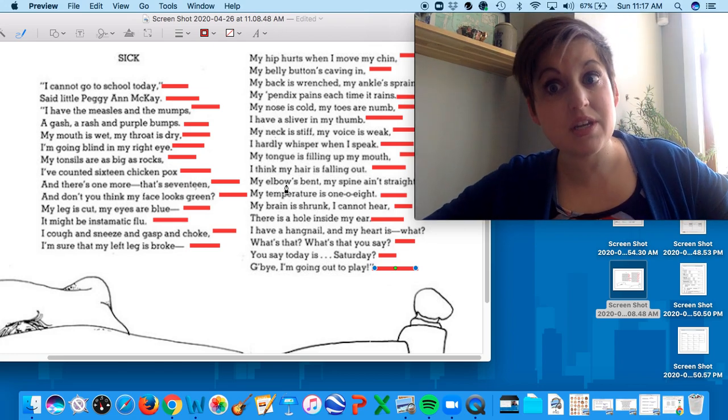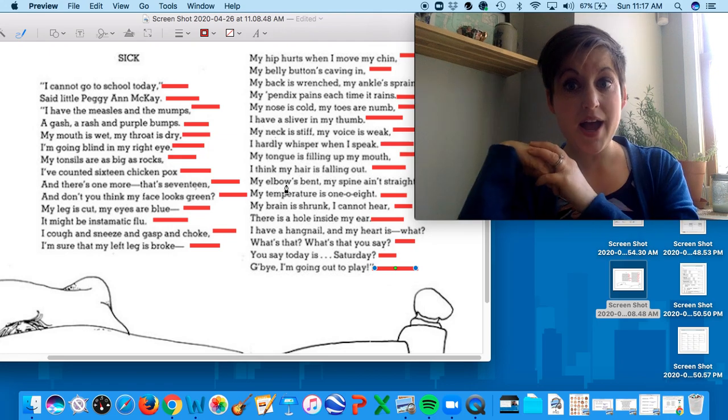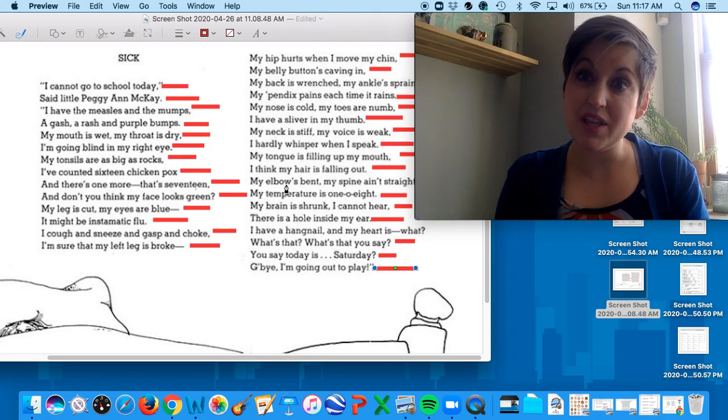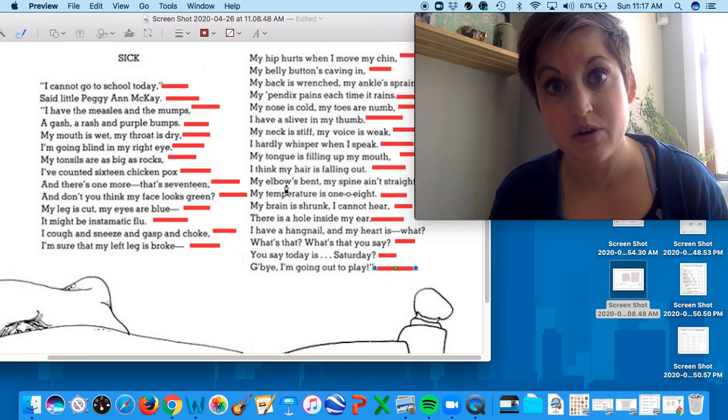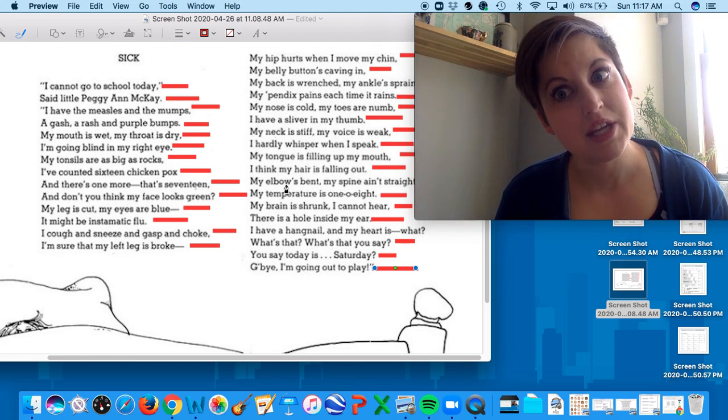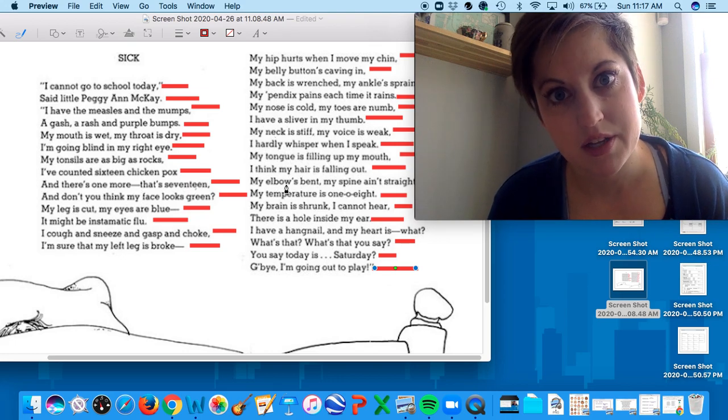So Shel Silverstein infused both the rhythm and the rhyme into our poem to make it sound really interesting and to make it sound like it was crazy, all the things that were happening to this girl, and then only to find at the end that it's Saturday and she actually was not sick at all.